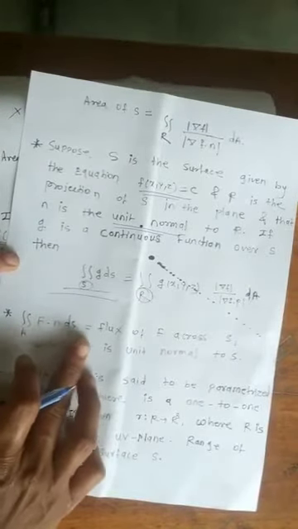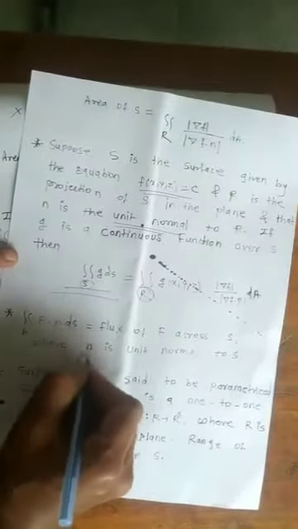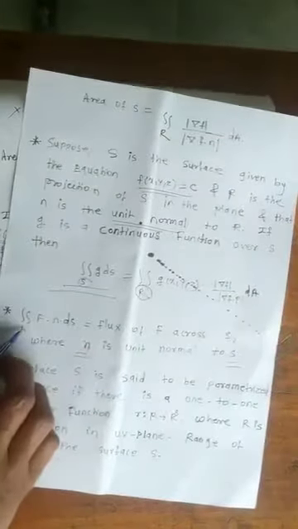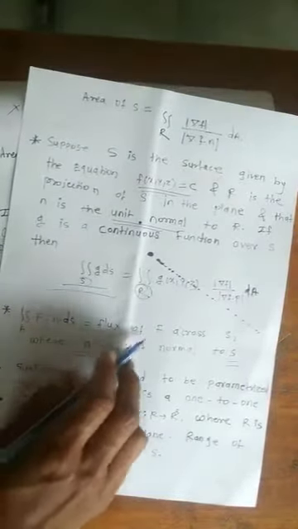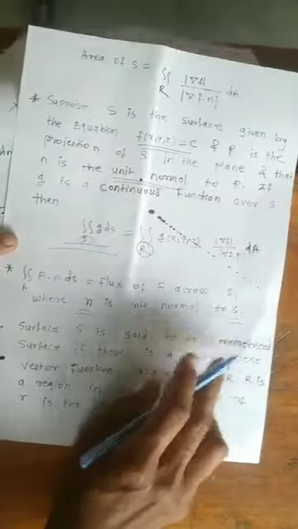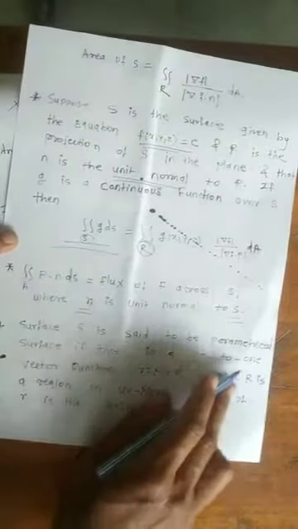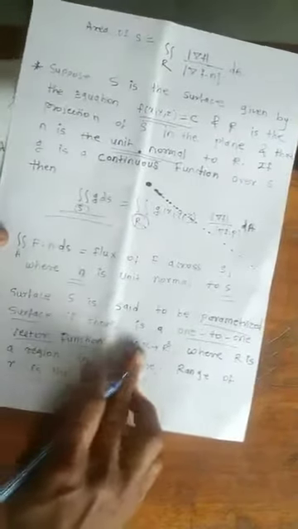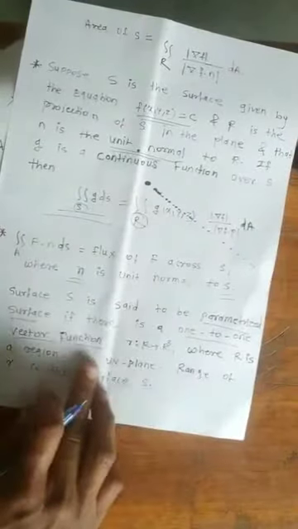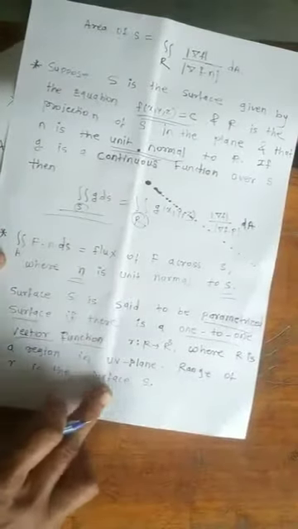Next, the integral over S of F dot n dS is the flux of F across S, where n is the unit normal to S. Next, a surface S is said to be a parameterized surface if there is a one-to-one vector function r from R to R cube, where R is a region in the uv plane and the range of r is the surface S.